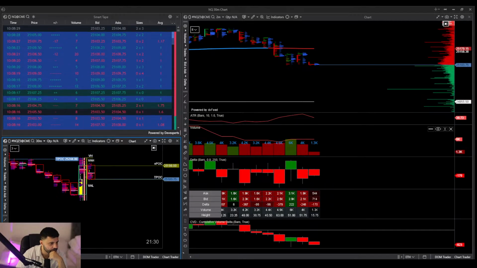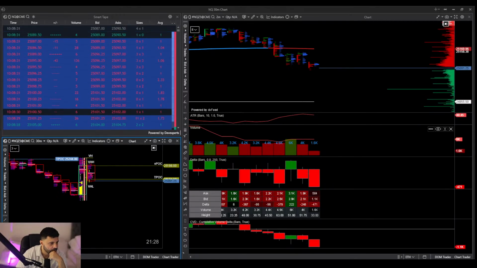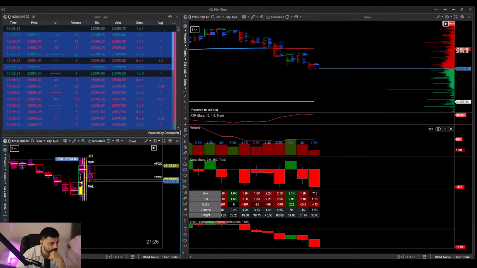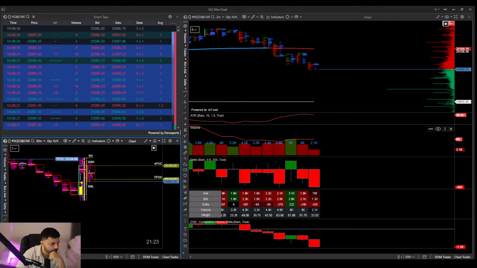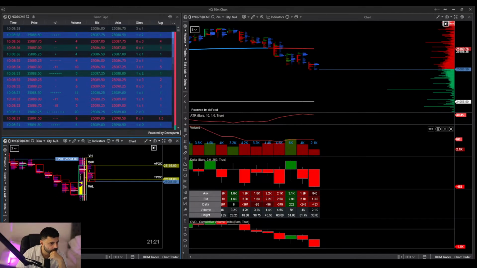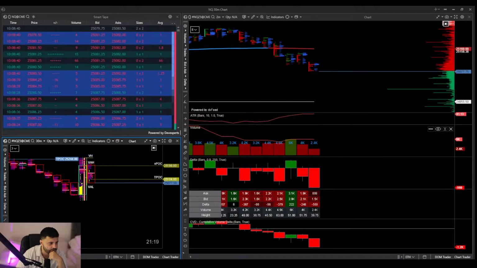Because they will start hedging the zero gamma level. I think we can overshoot. The VIX, yeah, VIX is starting to climb. So we could overshoot down to 25,005.